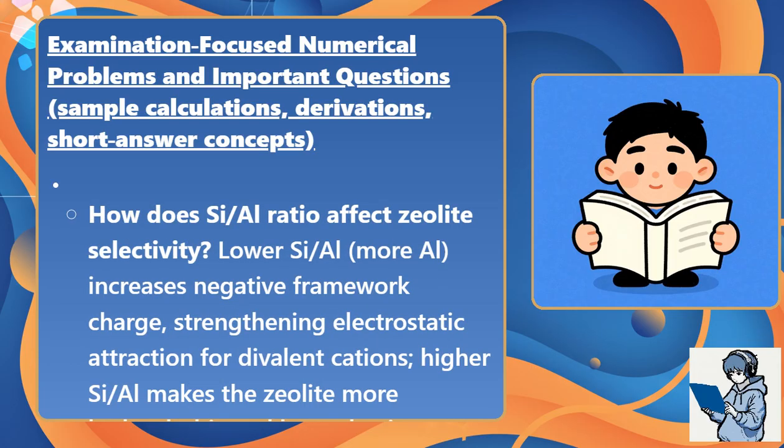How does silicon over aluminum ratio affect zeolite selectivity? Lower silicon over aluminum, more aluminum, increases negative framework charge, strengthening electrostatic attraction for divalent cations. Higher silicon over aluminum makes the zeolite more hydrophobic and less selective.